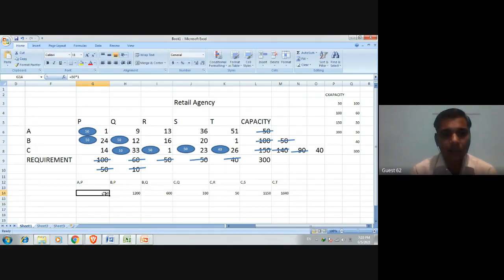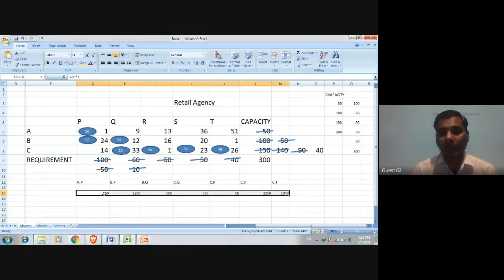So these are the transportation costs from different sources, or you can say from different warehouses, to different retail agencies, or you can say different destinations. So we will add all these transportation costs to find our basic feasible solution. So let's do auto sum. So how much? This is 4420. This is our basic feasible solution.